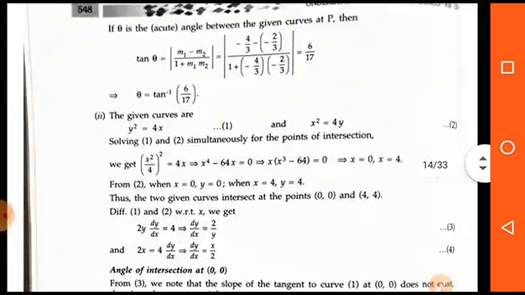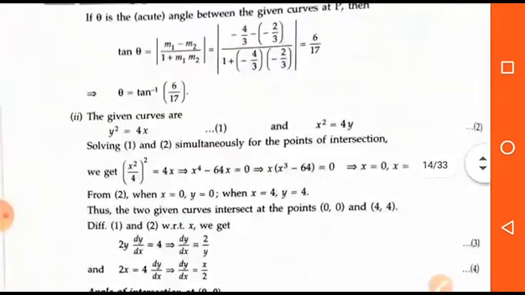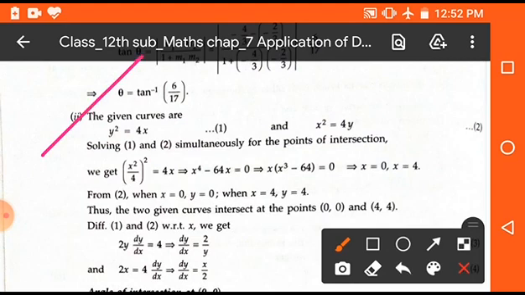Now students, we will find the intersection of two curves. Here two curves are given. First is y square equals 4x. Second one is x square equals 4y. So first of all, we have to solve these two curves and find the values of x and y. So (x, y) are (0, 0). This is the first point. (4, 4). This is the second point. Okay. At these two points, we will find the slopes of both curves.